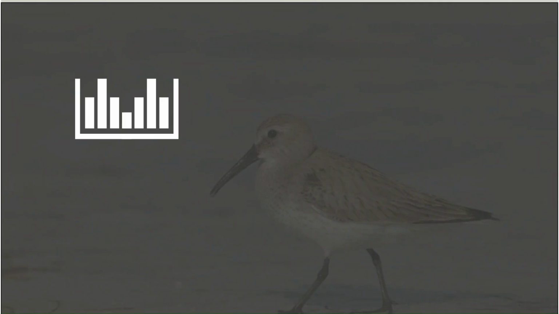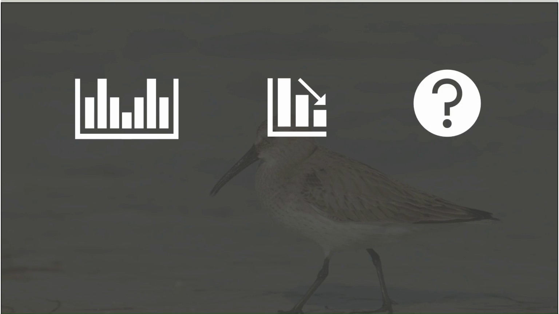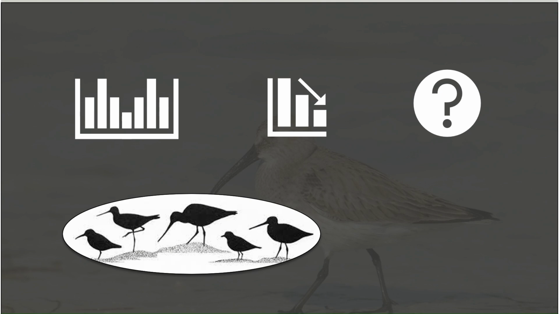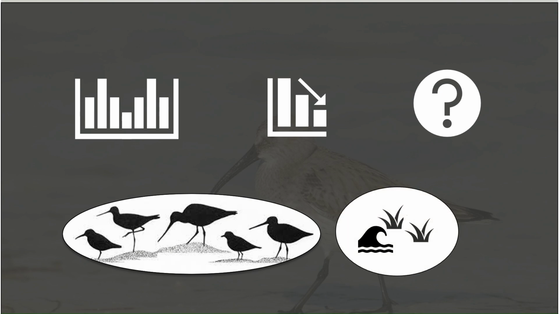So in shorebird conservation biology, we collect demographic data to monitor populations. And if a population seems to be declining, it might be important to ask ourselves when, where, or what might be driving these declines. For example, we can examine how shorebird populations respond to ecosystem changes in habitat availability and quality, predator abundance, or food resources.